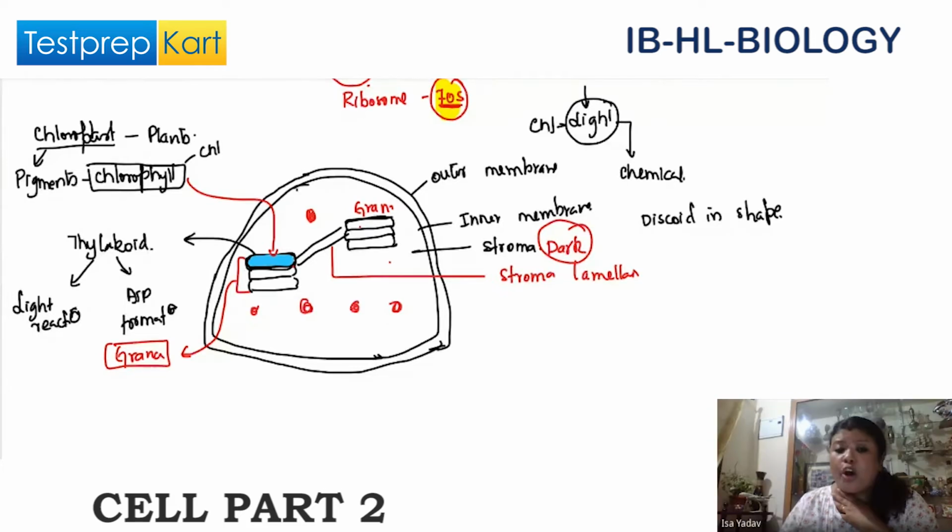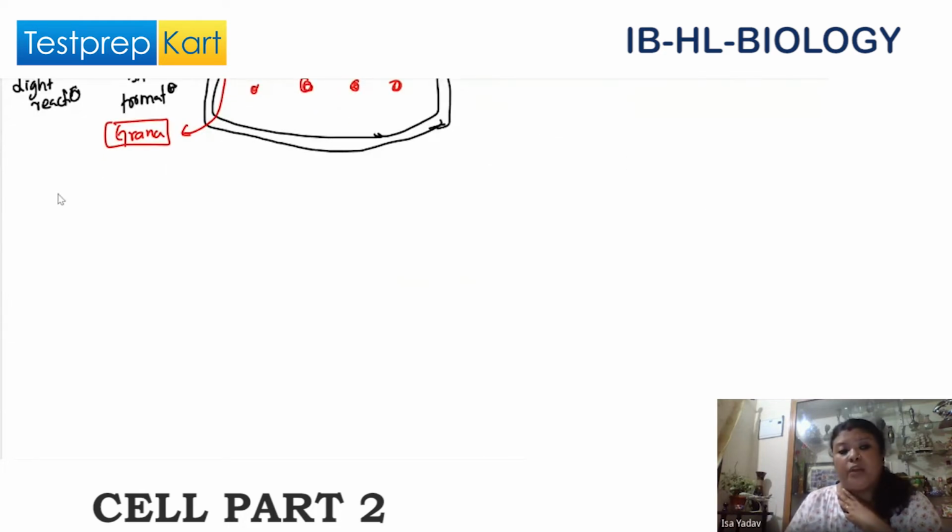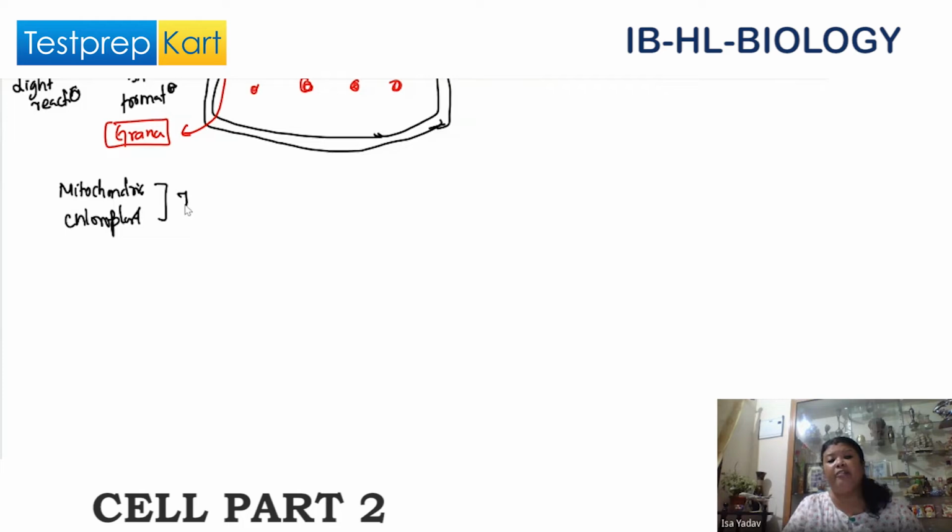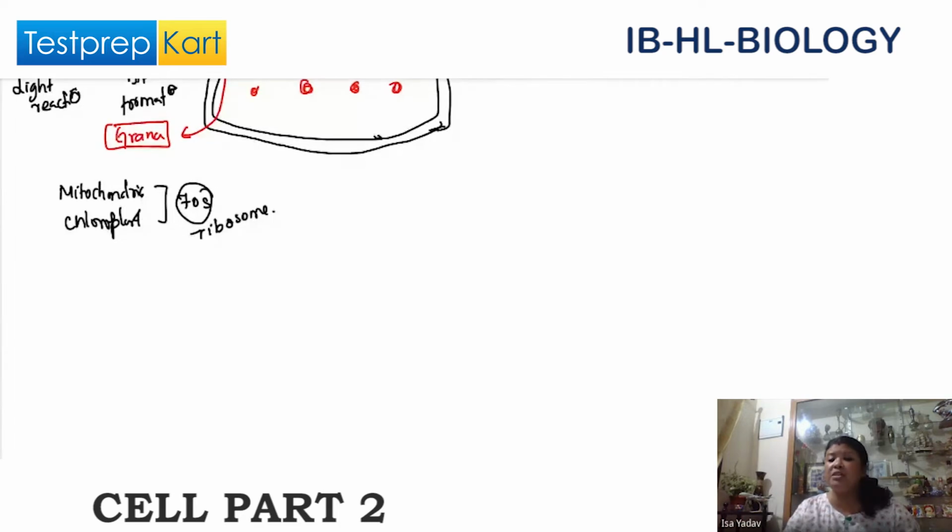Chloroplasts have their own ribosomes. Now try to see this point. Both in mitochondria and in chloroplast, we have 70S ribosomes. The sedimentation of the ribosome is 70S.